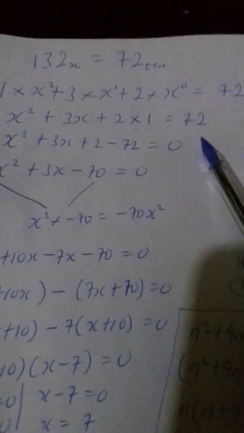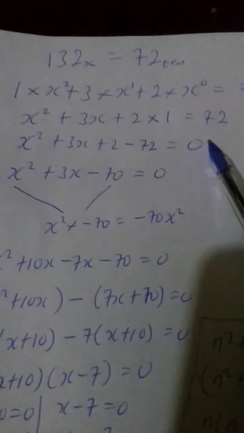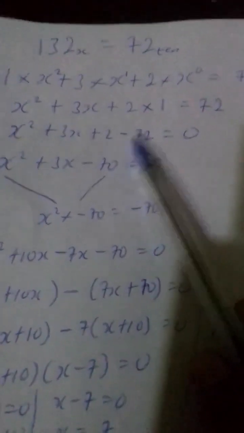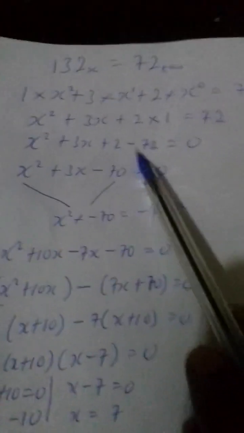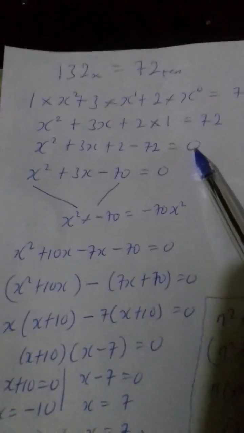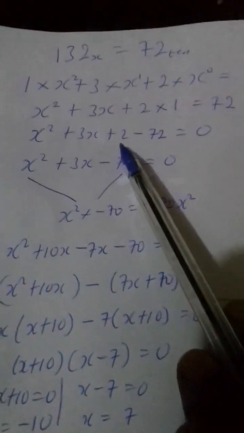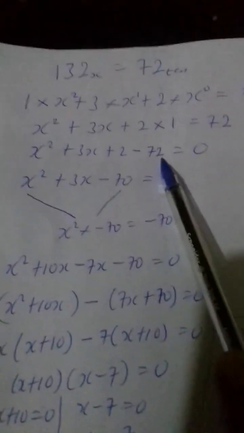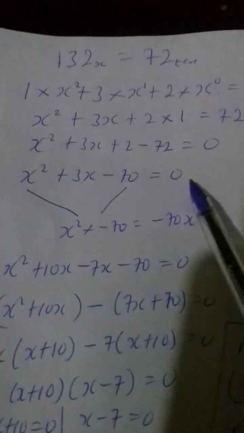This 72 on the right will now cross to the other side, to the left. Because on our right, with the equals to, when it crosses to the left, the sign will change to minus. It is positive here. Everything here is positive. So when it crosses to the left, it becomes negative. So this 2 times 1 is 2, minus 72 equals 0. So if you look at it now, my x squared is here, 3x is here, then plus 2. Plus 2 minus 72 gives you minus 70. 2 minus 72 will give me minus 70 equals 0.